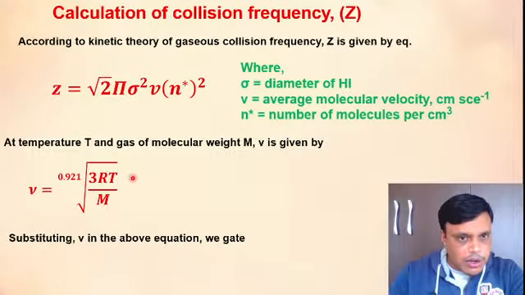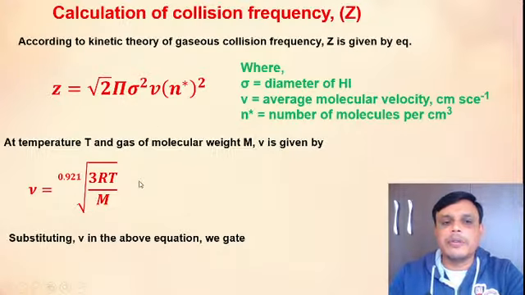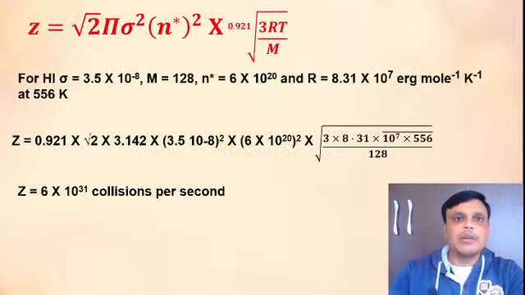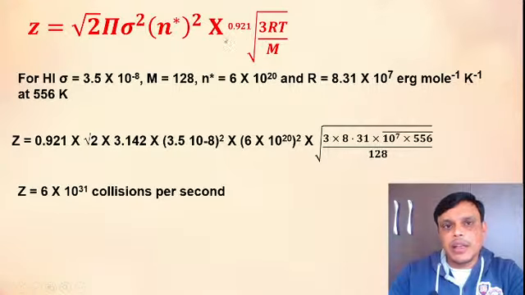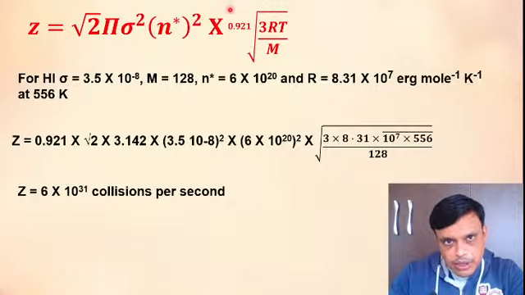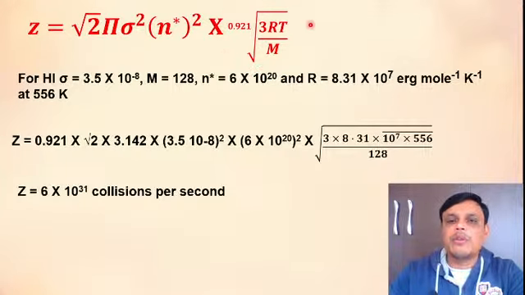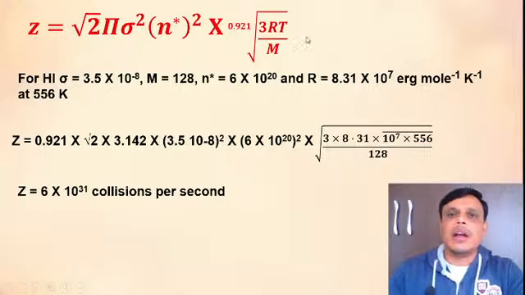Now we will substitute the value of V in this equation. So we will get Z is equal to under root 2 pi sigma square n star square into V, the term which I have written here, into 0.921 under root 3 RT by M.